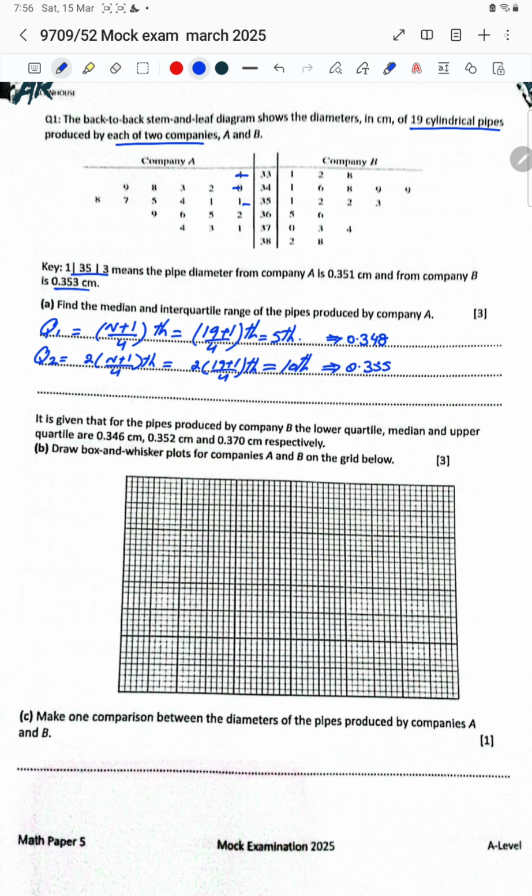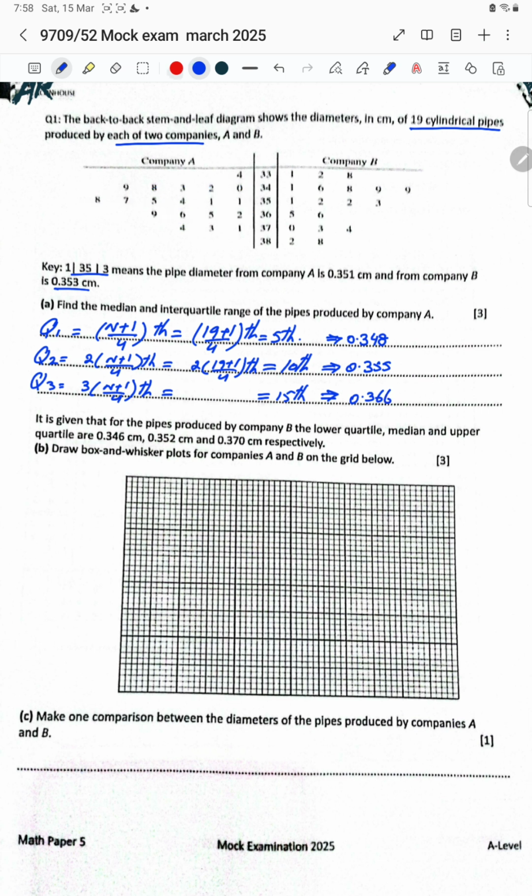So the median is 0.355. Also we can go for Q3, which is 3 times (n plus 1) by 4, and that becomes 5 times 3, the 15th value. The 15th value is 1, 2, 3, 4, 5, 6, 7, 8, 9, 10, 11, 12, 13, 14, 15. That is 0.366. So these are the values.